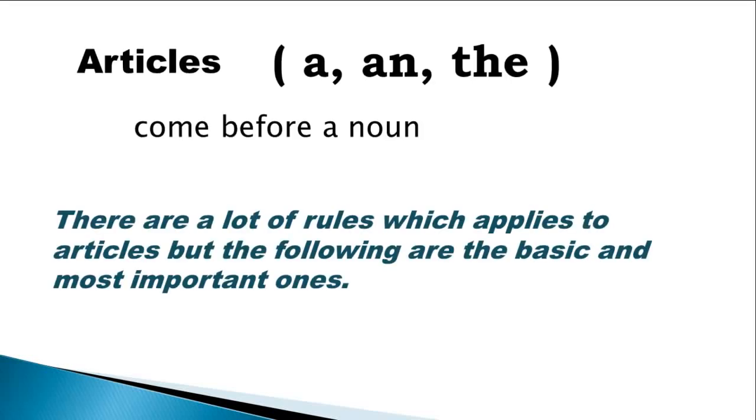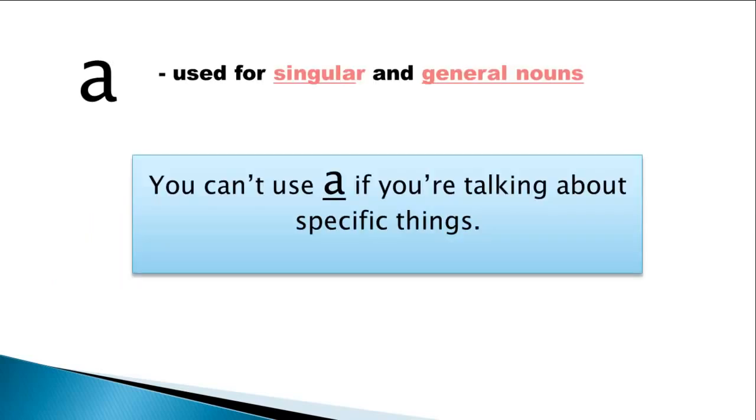Articles. Articles are a, an, and the. They always come before a noun. There are a lot of rules which apply to articles, but the following are the basic and most important ones.